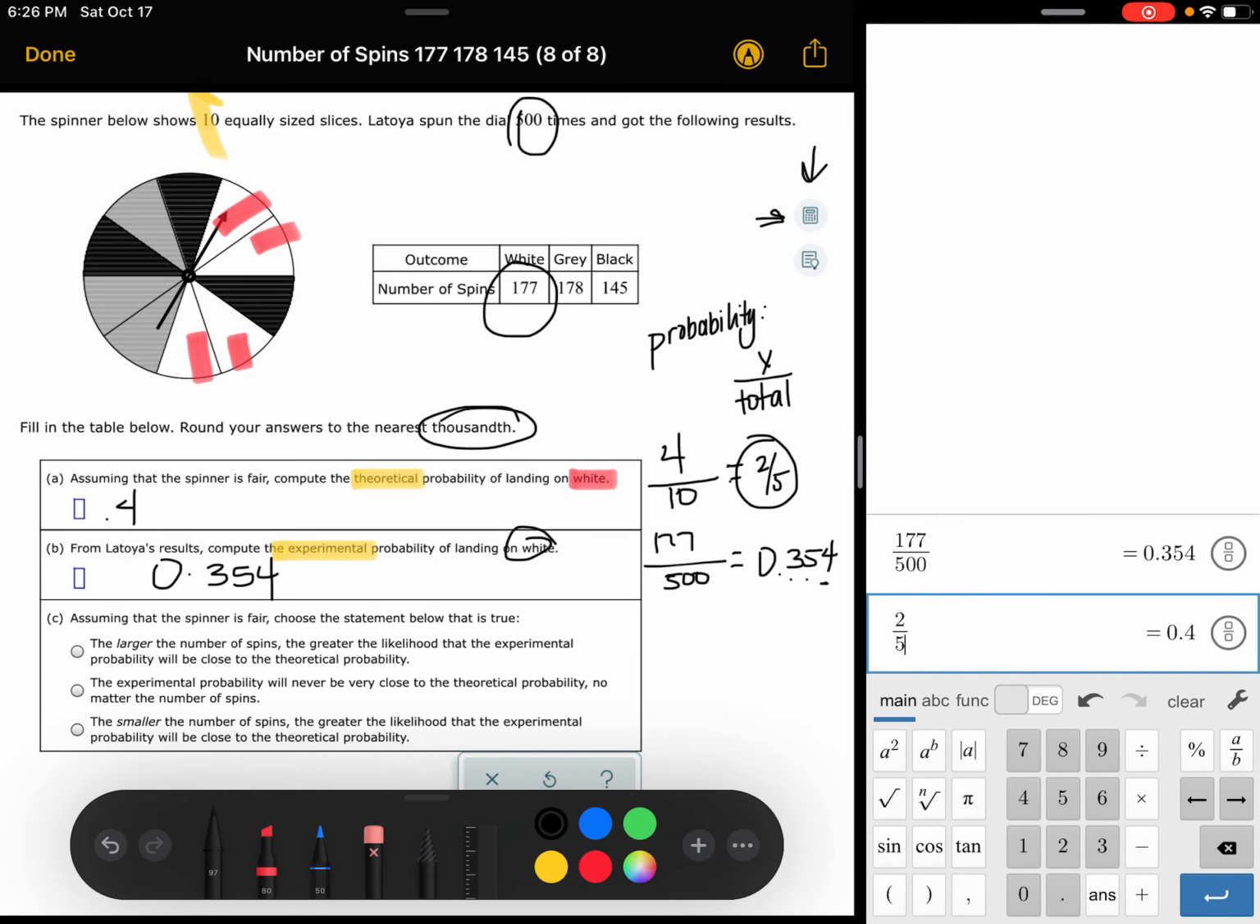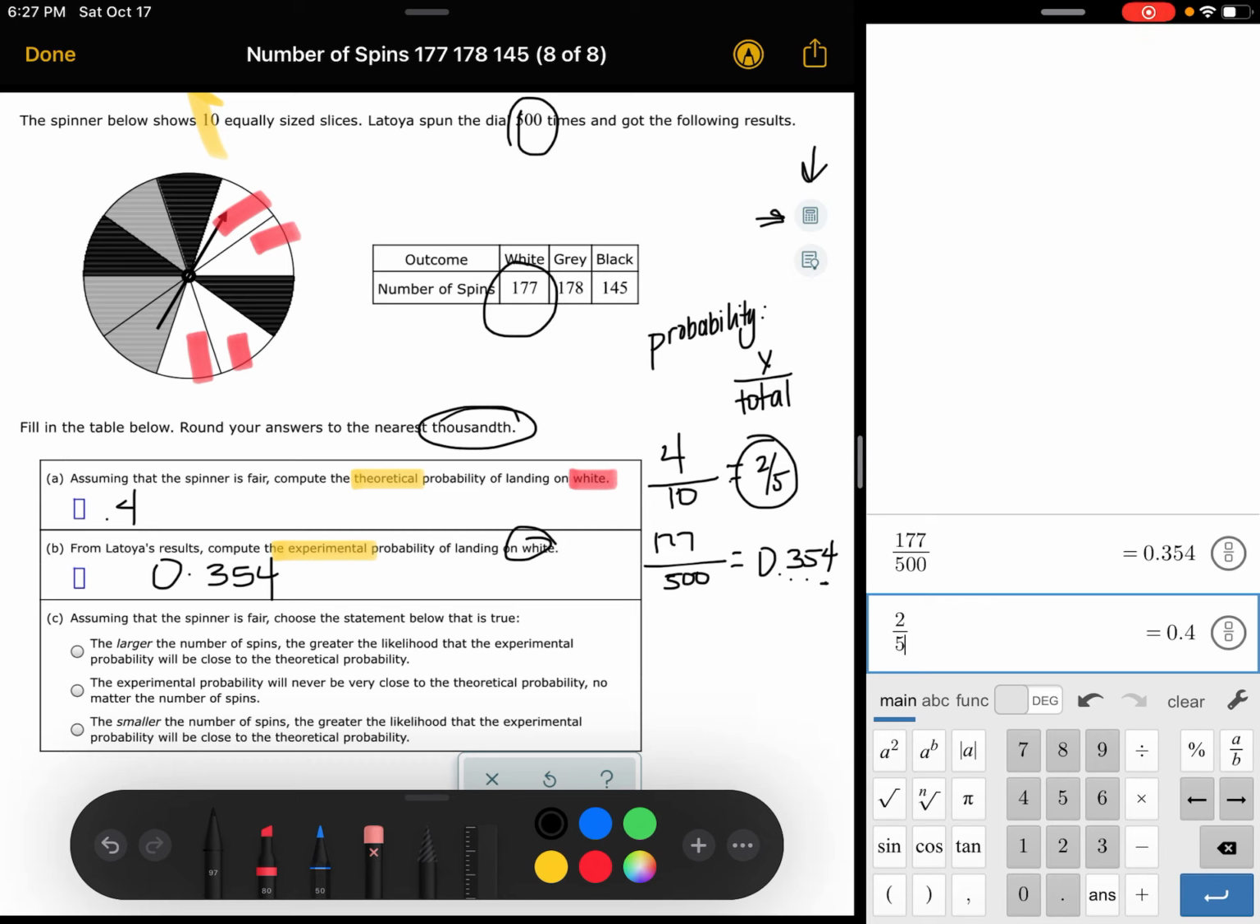Okay. So assuming that the spinner is fair, choose the statement below that is true. The larger the number of spins, the greater the likelihood that the experimental probability will be closer to the theoretical probability. The experimental probability will never be close to the theoretical probability, no matter the number of spins. And then the smaller the number of spins, the greater likelihood that the experimental probability will be close to the theoretical probability.